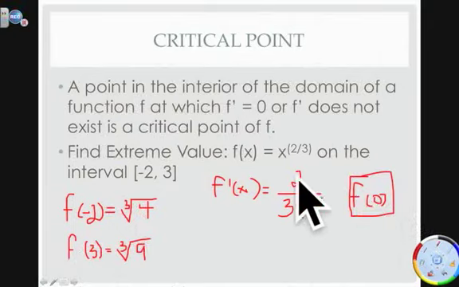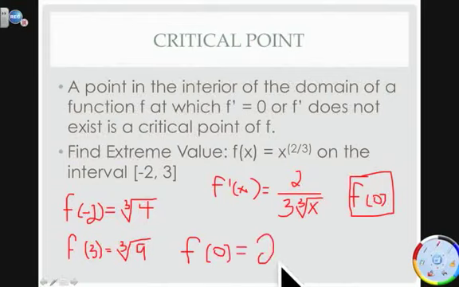So let's go back and let's plug in f of 0. Well, f of 0 is, let's see, what is that? f of 0 is 0 to the 2/3 power. Well, that's 0. So f of 0 is 0.